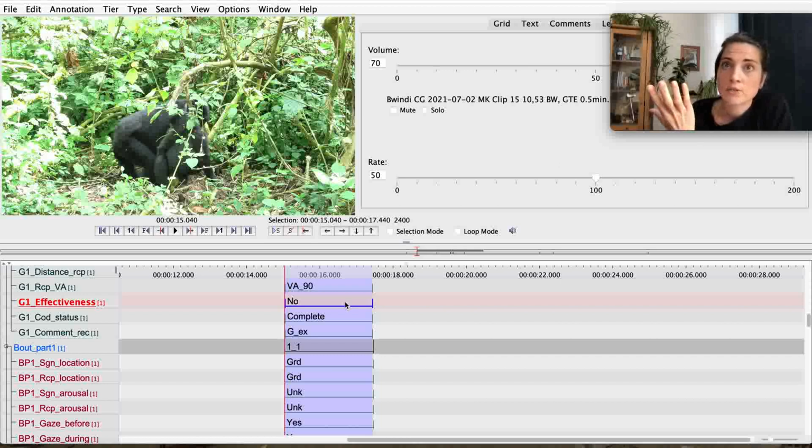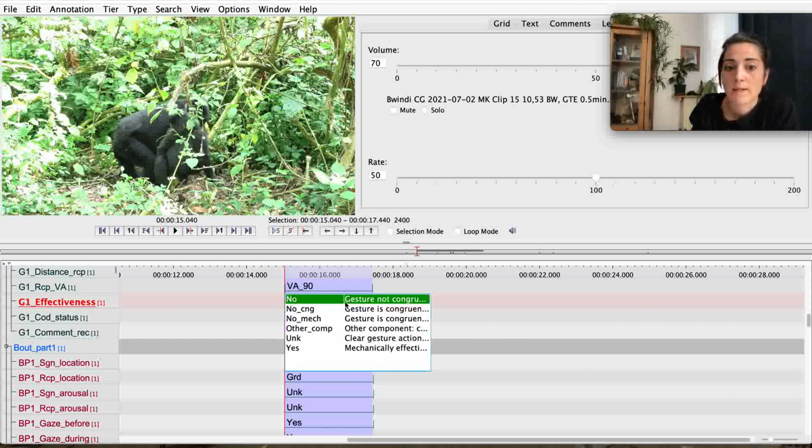But then there are other gestures, for example, presents, that don't really make a mechanical impact on the recipient, but still are kind of congruent with the outcome because they sort of facilitate the outcome. For example, in the video I showed you before with the present for grooming, the gesture did not make any physical contact with the recipient, but it was congruent with the outcome.